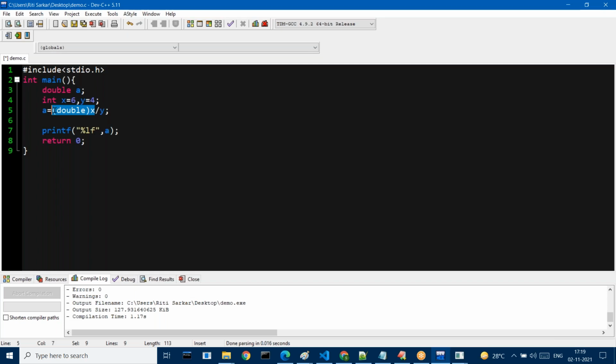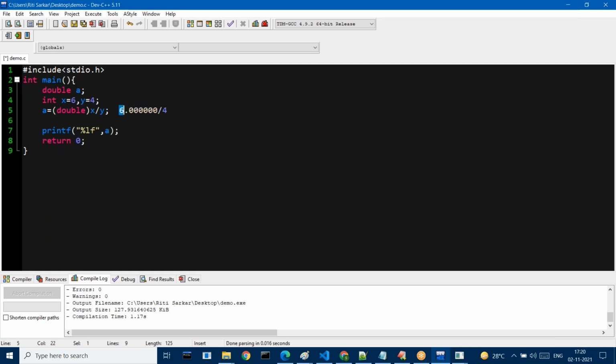Then x will say, okay, I will do that, but before that you have to write double inside the brackets. Then I will behave like a double. What is happening here? Immediately this division is becoming 6.000000, 6 zeros after the decimal point, divided by y. Why have I not typecasted y yet? What is this y? 4.